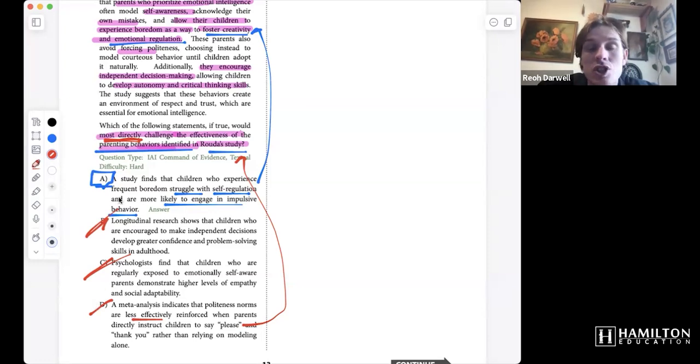Okay, so B, C, and D all support her in different ways. A is the only thing that challenges. If you're missing this, you're probably having a bit of an issue with actually examining the question itself or making sense of what the answer choice is exactly saying.